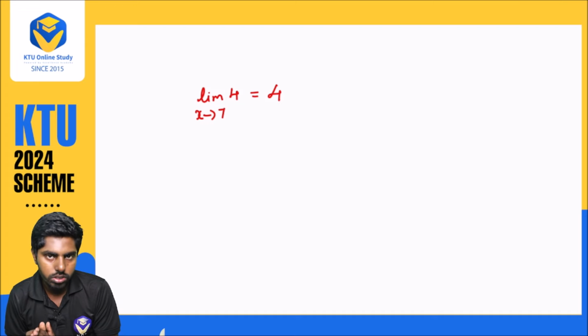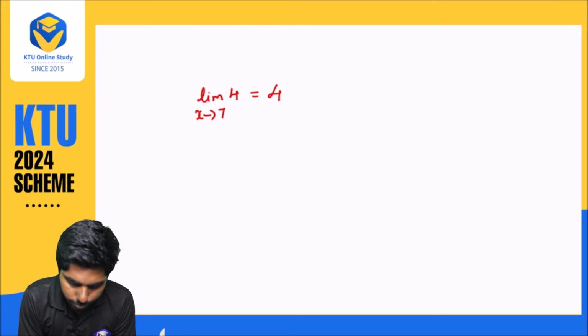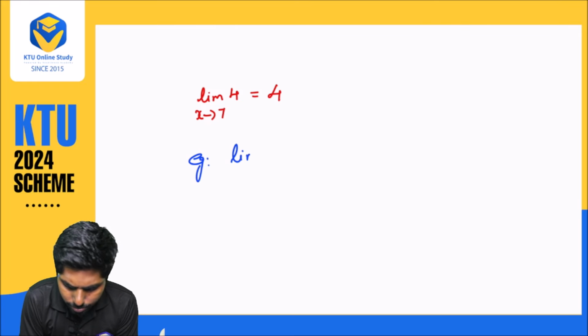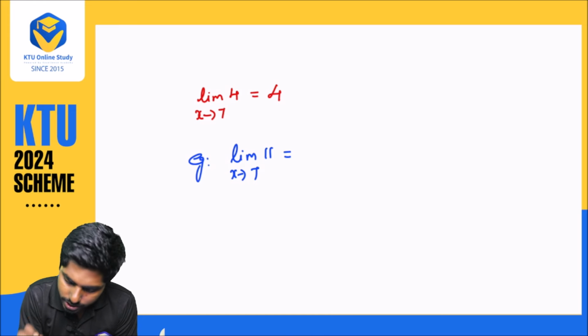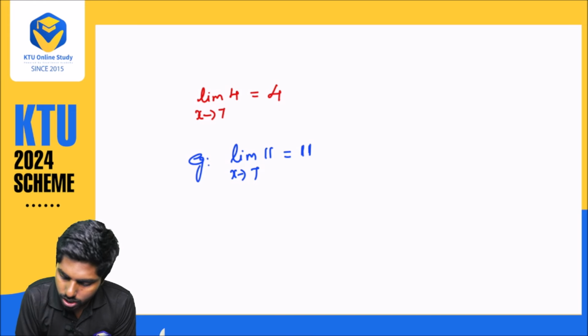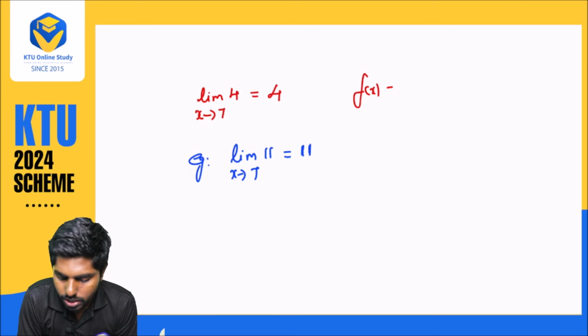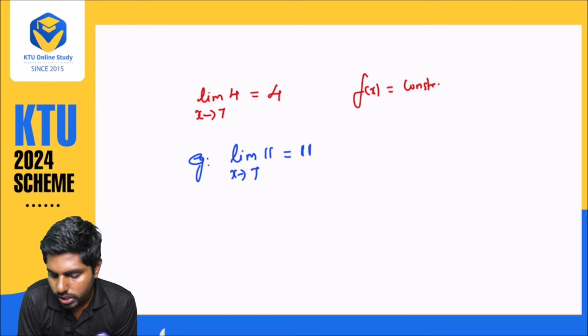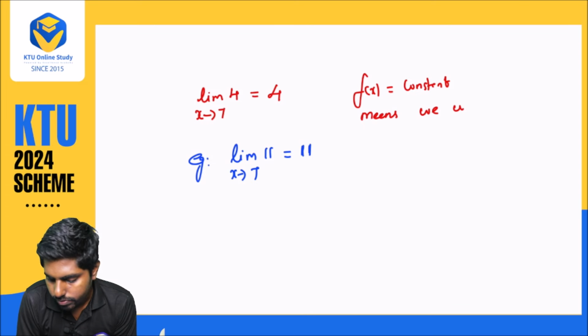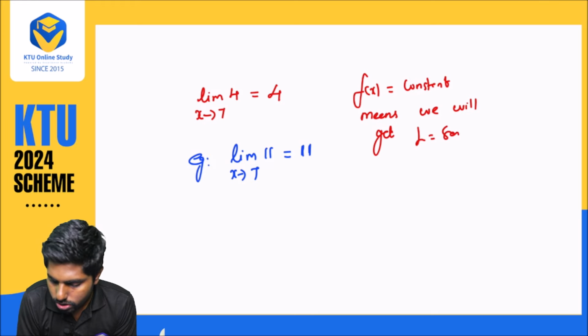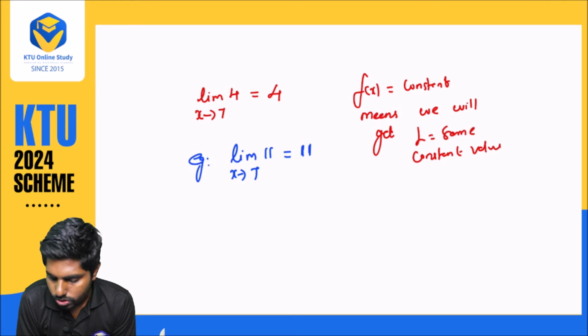This is called a constant function. Example: the limit of 11 as x approaches 7 means you will get the same constant value, 11. Our f of x is constant, which means we will get L equal to the same constant value. So this is the procedure.